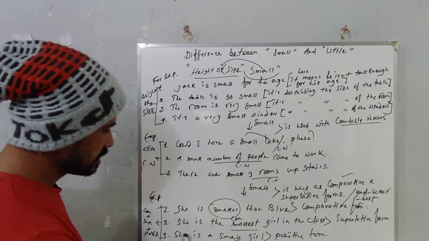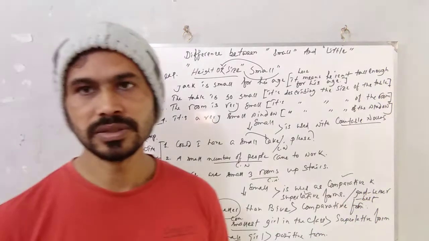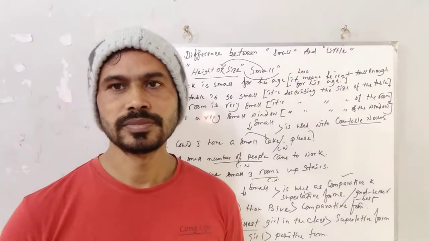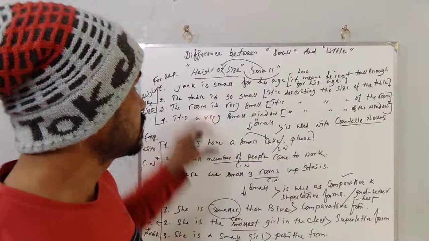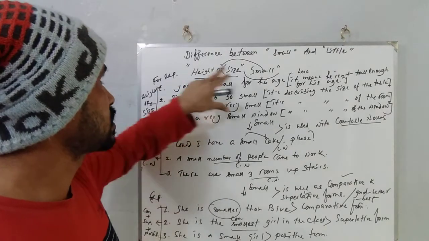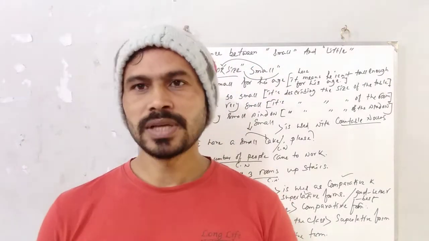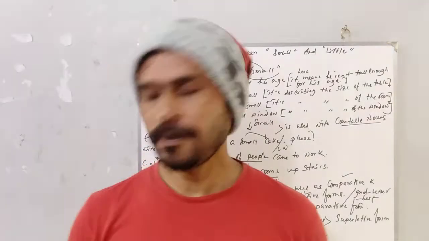Number 3, she is a small girl. Small does not change here, so small is a positive degree or positive form. So my friends, I think you got the idea of what I am trying to say about small, and later I will discuss little.